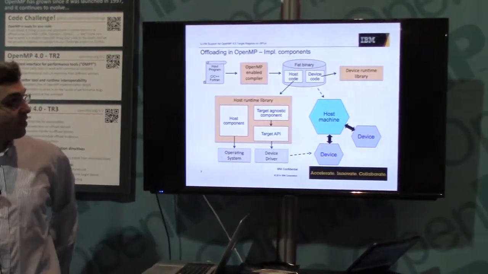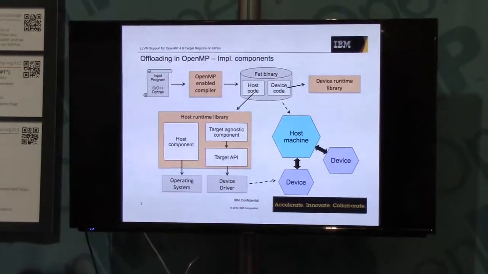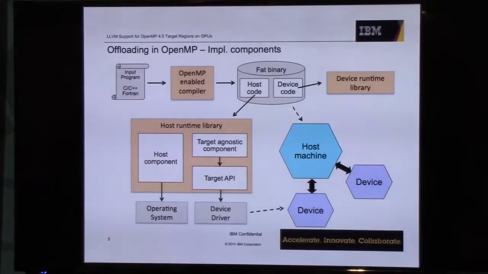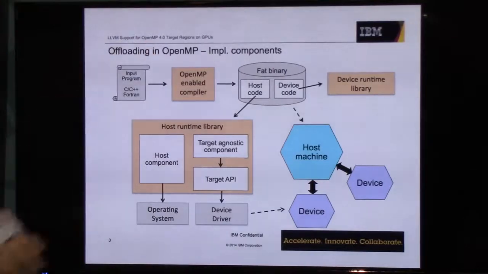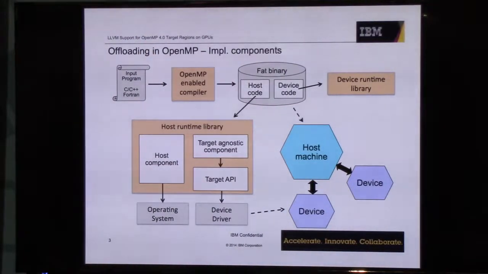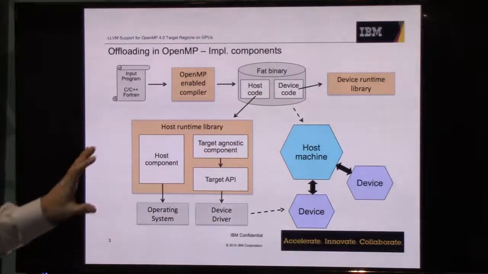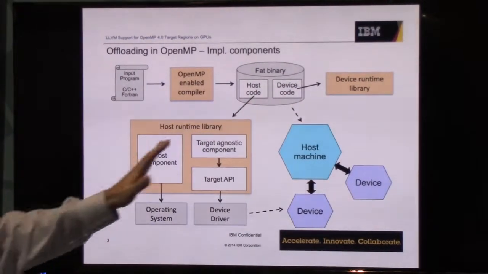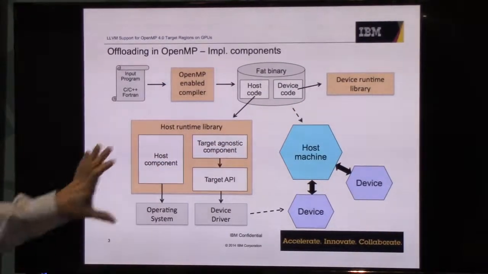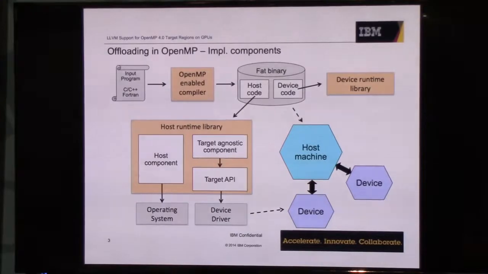In this slide, I try to illustrate what an OpenMP implementation looks like. Here we have the OpenMP enabled compiler, so you need something that is able to understand whatever directives I have in my program. This compiler is going to produce a fat binary that now contains not only the host code, but also the code for the devices I want to use to accelerate my execution. These two pieces in this fat binary are going to interface with runtime libraries. We have a runtime library for the device, and we also need a runtime library for the host. And the latter we can divide into two subcomponents.